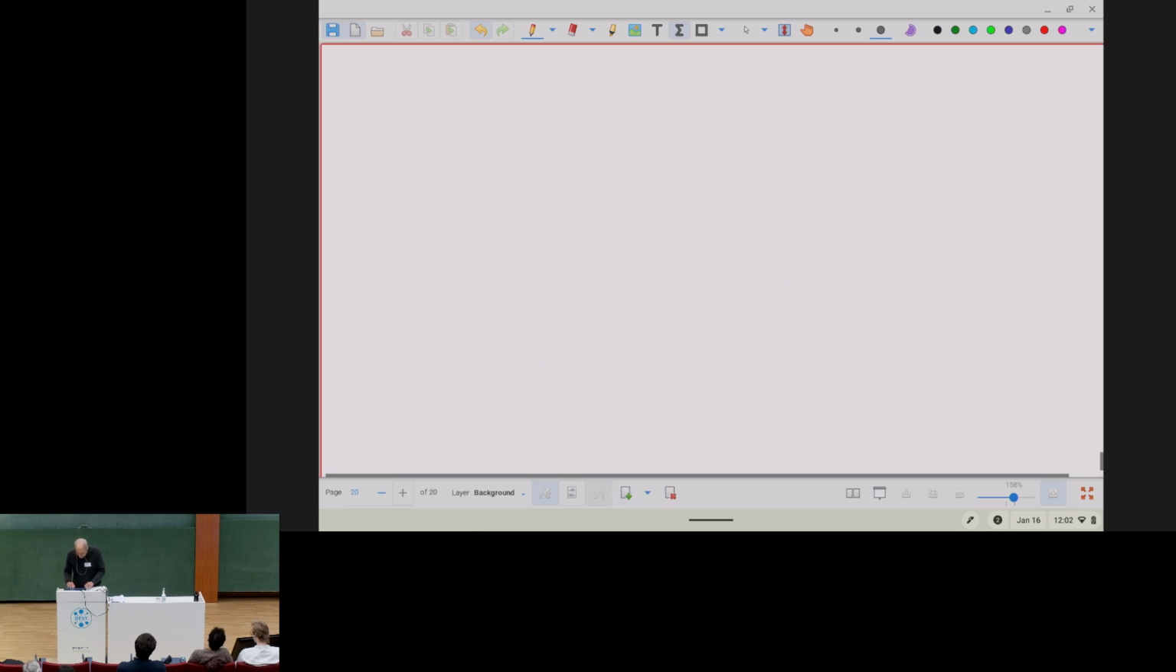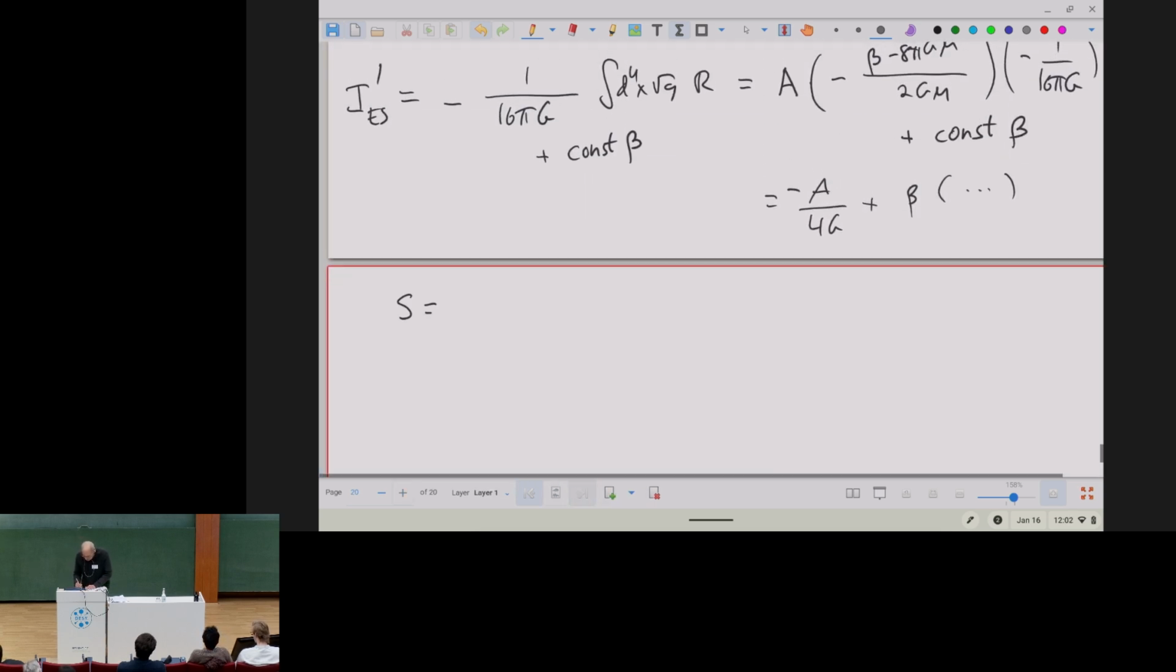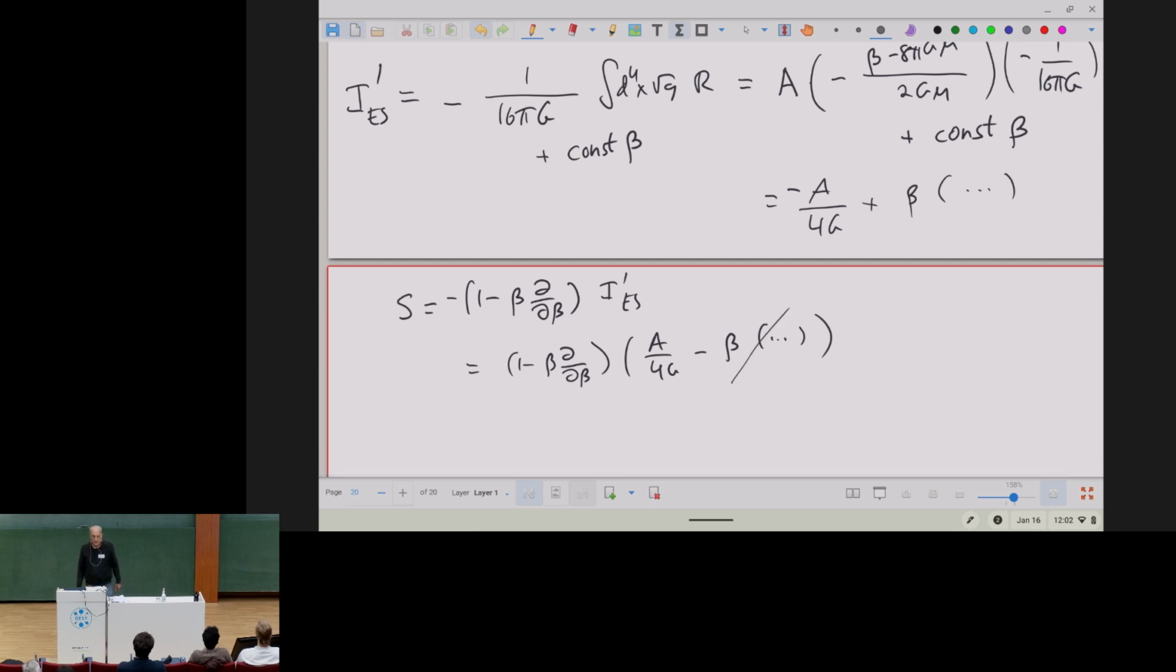So finally, the entropy is 1 minus beta d by d beta of the improved action, which is, sorry, there's a minus sign here, A over 4G minus beta times something. This doesn't contribute. And 1 minus beta d by d beta acting on A over 4G just gives A over 4G. So we get A over 4G for the entropy. So this calculation had two virtues. One is that it shows that the answer comes, in some sense, from the horizon.